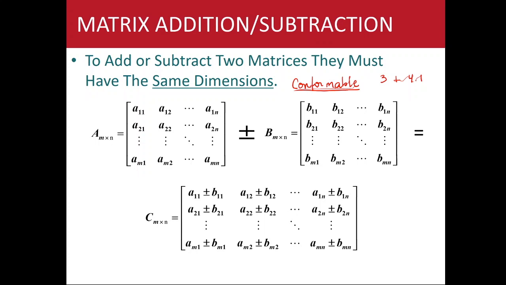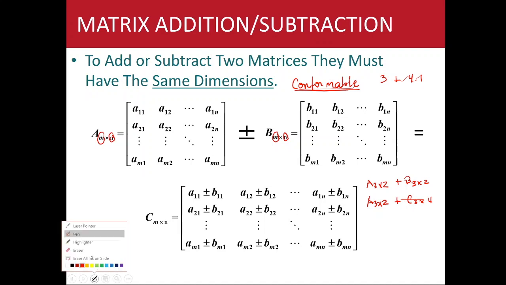Two matrices are said to be conformable for addition if they have exactly the same dimensions. In other words, an m by n matrix can be added only to a matrix that is also of dimension m by n. So for example, matrix A, 3 by 2, can be added to a matrix B, which is also 3 by 2. But matrix A, 3 by 2, cannot be added to a matrix C, which is 3 by 4, because those two matrices are not conformable for addition.